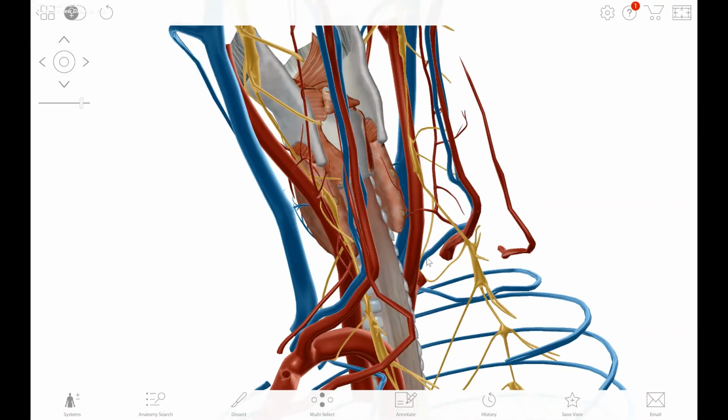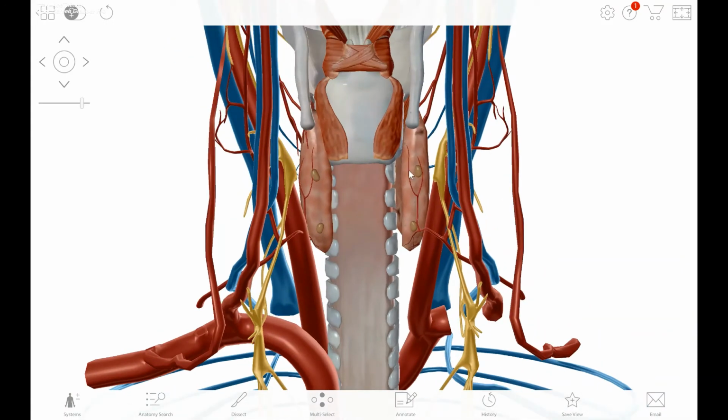Posterior to the thyroid gland are the four parathyroid glands, two superior and two inferior. These glands control the level of calcium in the body by producing parathyroid hormone, or PTH.